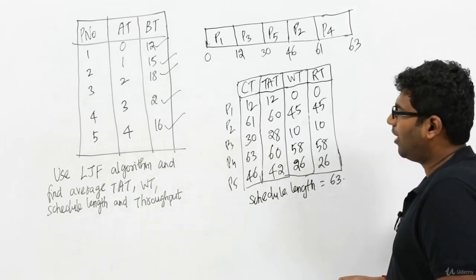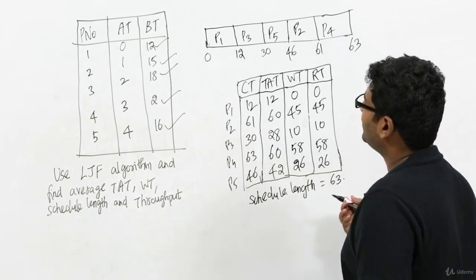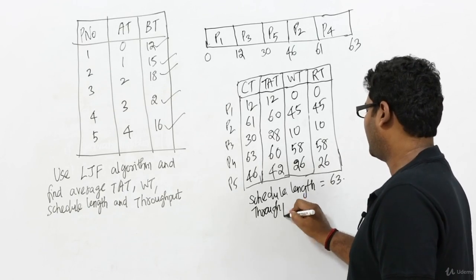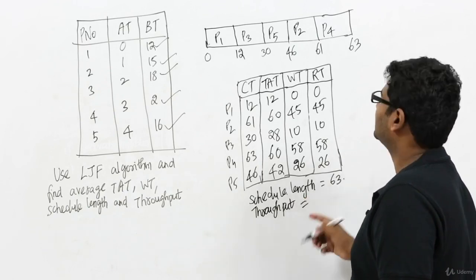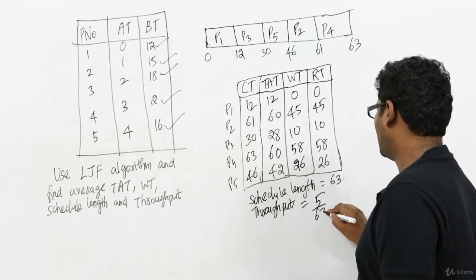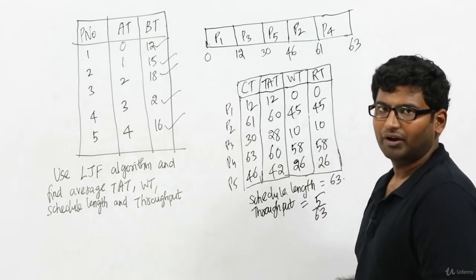Now let's compute the throughput. Throughput is the number of processes completed divided by schedule length. The number of processes completed is 5 and schedule length is 63. So throughput is 5 by 63.